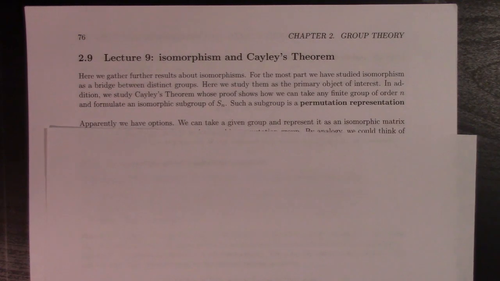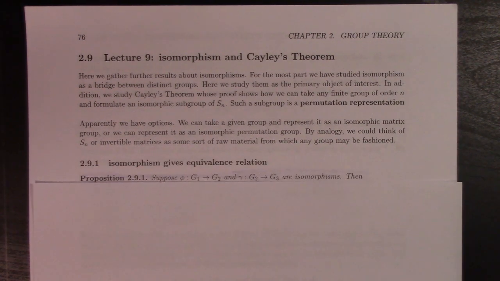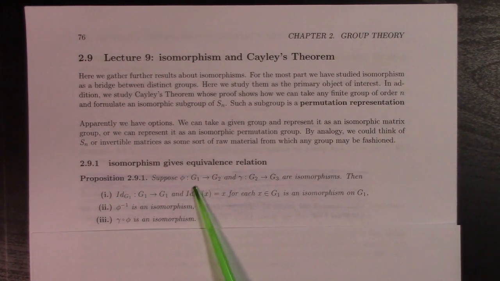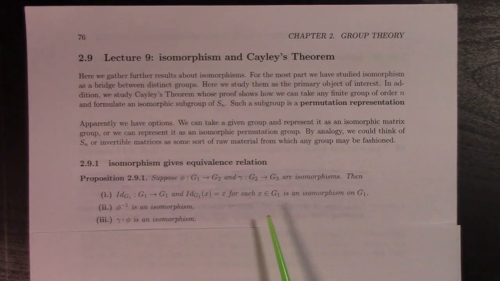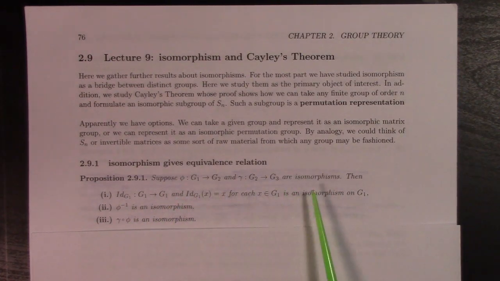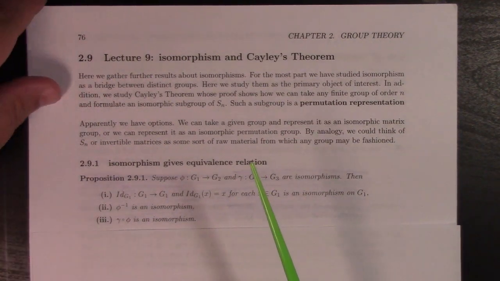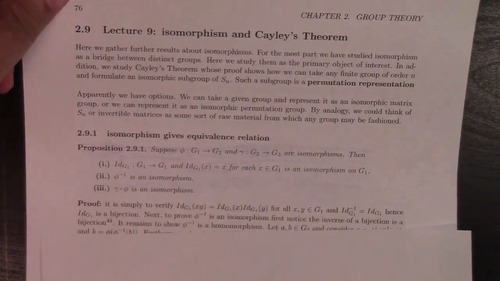The first result here in Lecture 9, concerning isomorphism gives equivalence relation. This is old news for us. So here we have two isomorphisms, one from G1 to G2, the other one from G2 to G3. This proposition states that the identity map is an isomorphism, that the inverse of an isomorphism is an isomorphism, and that the composite of isomorphisms is an isomorphism.